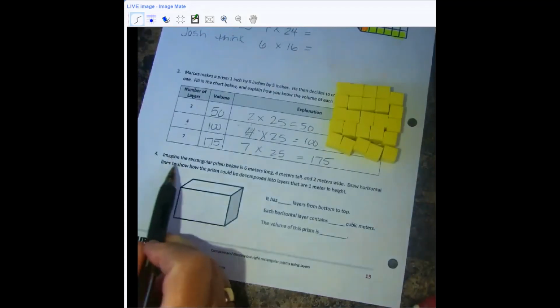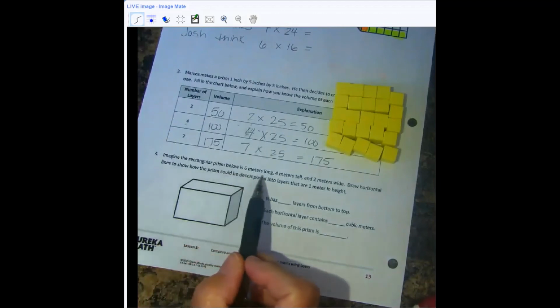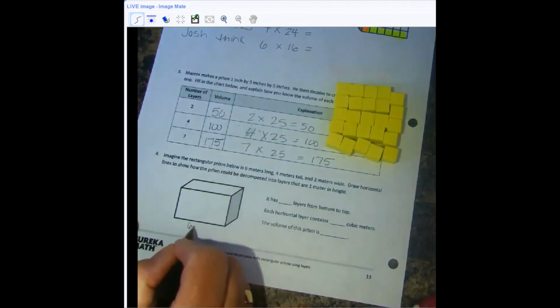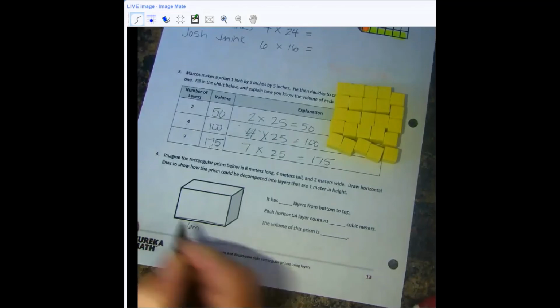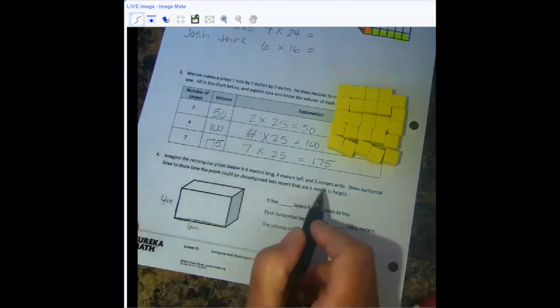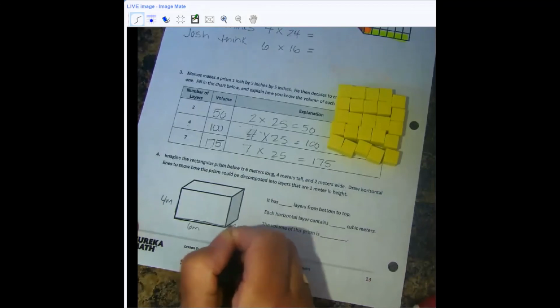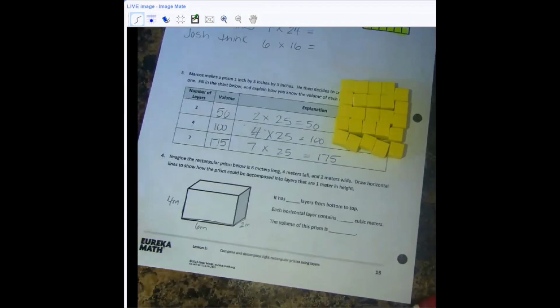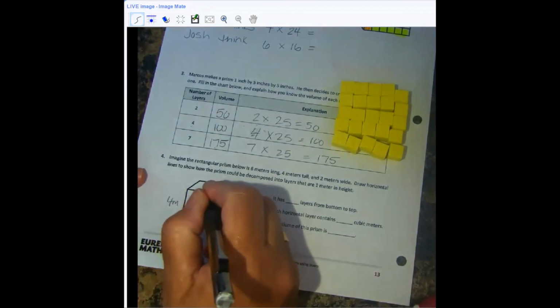Okay, so imagine the rectangular prism below is 6 meters long, 4 meters tall, and 2 meters wide. See how I just labeled that picture? Draw horizontal lines to show how the prism could be decomposed into layers that are 1 meter in height. Okay, easy enough. So I'm going to draw, this is 4 meters tall.